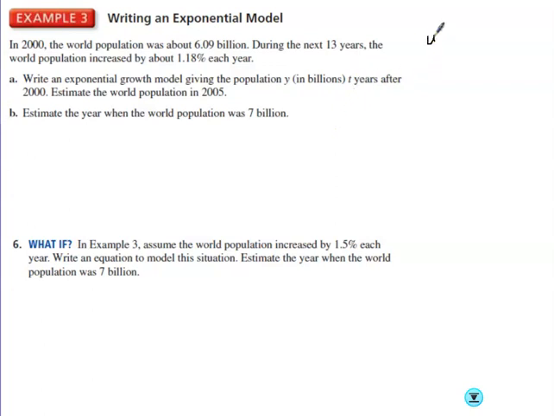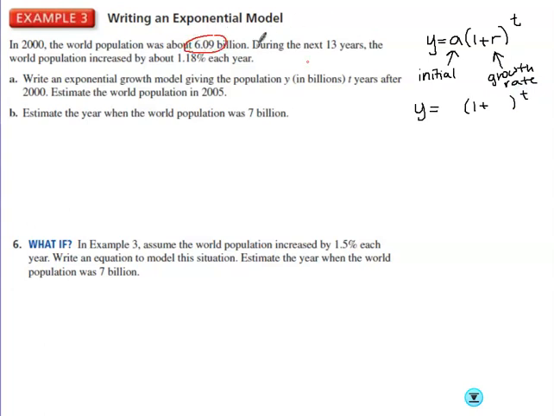So exponential growth is modeled by the function y equals a times 1 plus whatever your growth rate is to the power of t. a is your initial value, and 1 plus r is your growth rate. So to write the model, I'm going to leave y and t in the equation, but I need to replace a and r. Well, my initial value is 6.09 billion. We are leaving it in terms of billions, so we'll leave it 6.09.